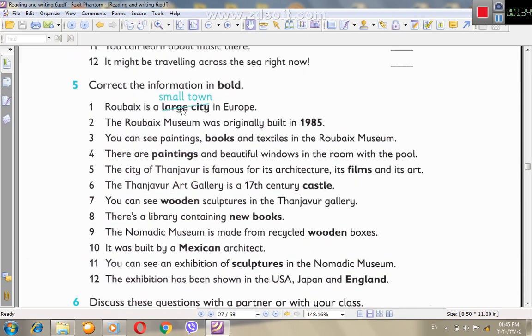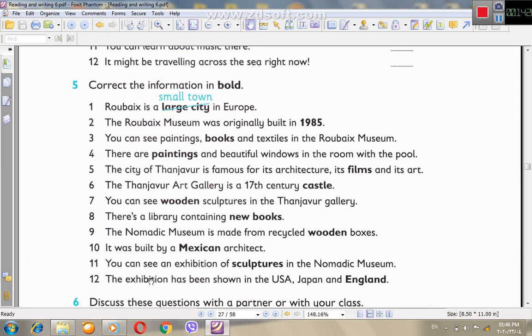Then exercise 5. Correct the information in bold. Bold means the dark ones. Look at the dark ones, they are wrong. Correct the information in bold. The first one, Roubaix is a large city in Europe. That's wrong, so we have to cross out the bold one. That is a small town. Okay. The second one, the Roubaix Museum was originally built in 1985. So is that right? No, this is the wrong one. You have to cross it out, then write the correct answer here. And try to complete the rest of the numbers.